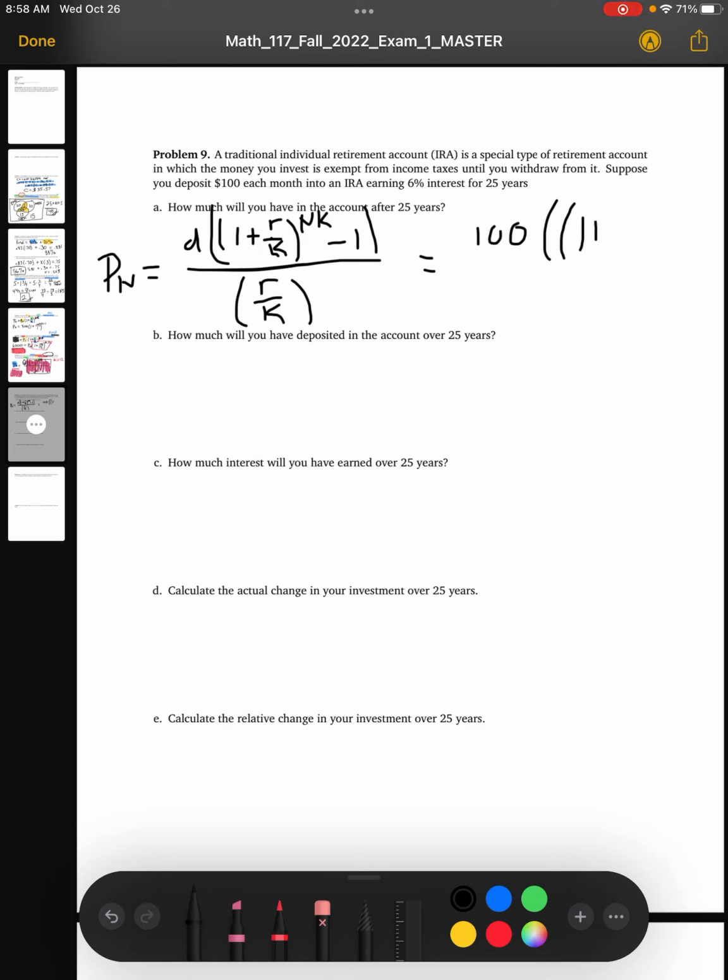My interest rate is 6%. So I'm going to have 1 plus 0.06 divided by K. When does it compound? I don't see anything in the problem that tells me how often it compounds, which means it compounds as often as I make my deposit, which is monthly. And so we're going to do this for 25 years. 25 times 12 here in the exponent, subtract 1, and we're going to divide that all by 0.06 over 12. So I'm going to punch that into my calculator for you so I can give you guys a final answer.